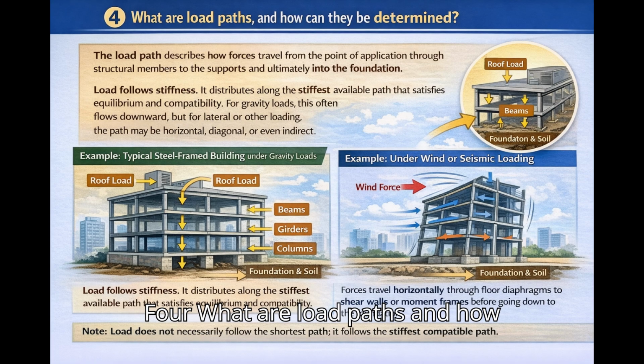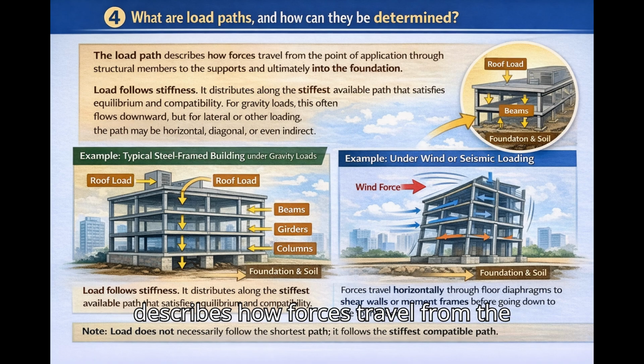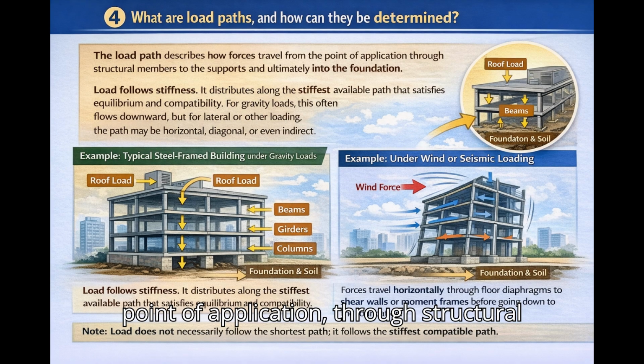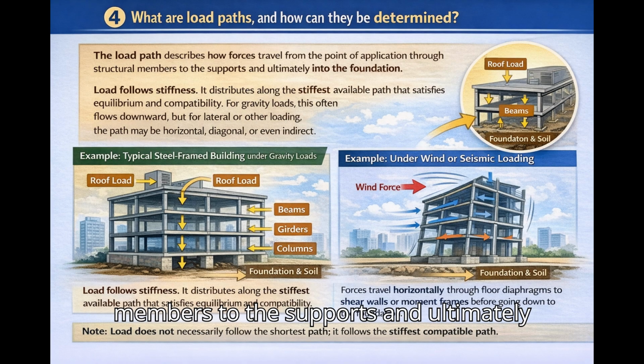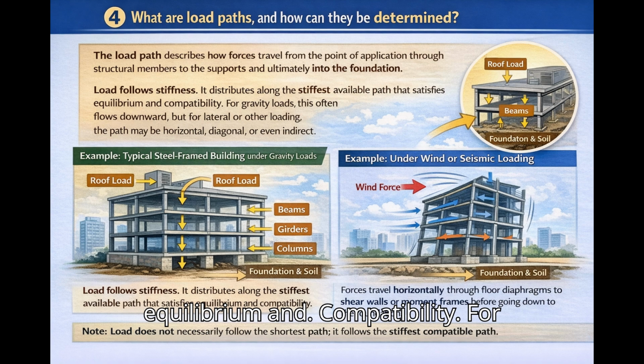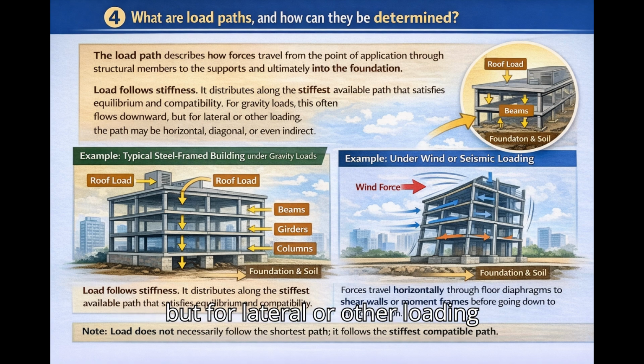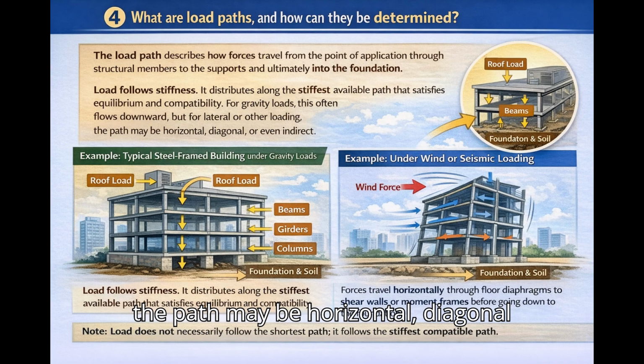4. What are load paths, and how can they be determined? The load path describes how forces travel from the point of application through structural members to the supports and ultimately into the foundation. Load follows stiffness. It distributes along the stiffest available path that satisfies equilibrium and compatibility. For gravity loads, this often flows downward, but for lateral or other loading, the path may be horizontal, diagonal, or even indirect.